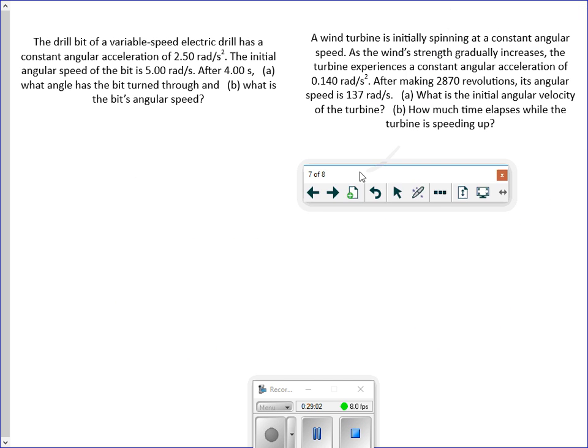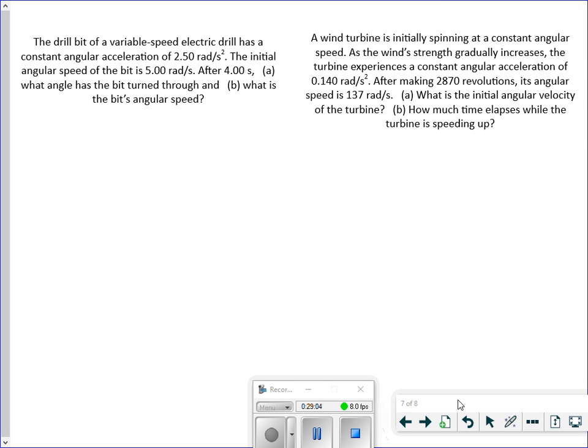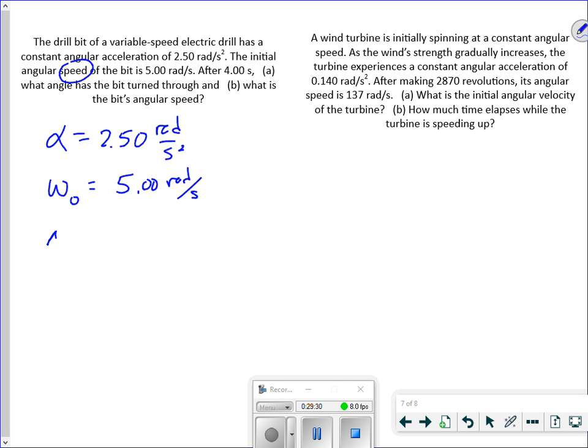Here's a couple of examples. All right, so these are kinematics problems. A drill bit is at constant angular acceleration of 2.50 radians per second squared. Initial angular speed, I thought omega was angular velocity. Well, angular speed, angular velocity, we'll call those the same thing, is 5 radians per second. After 4 seconds, what angle has the bit turned to? Delta theta is what? That's the question.